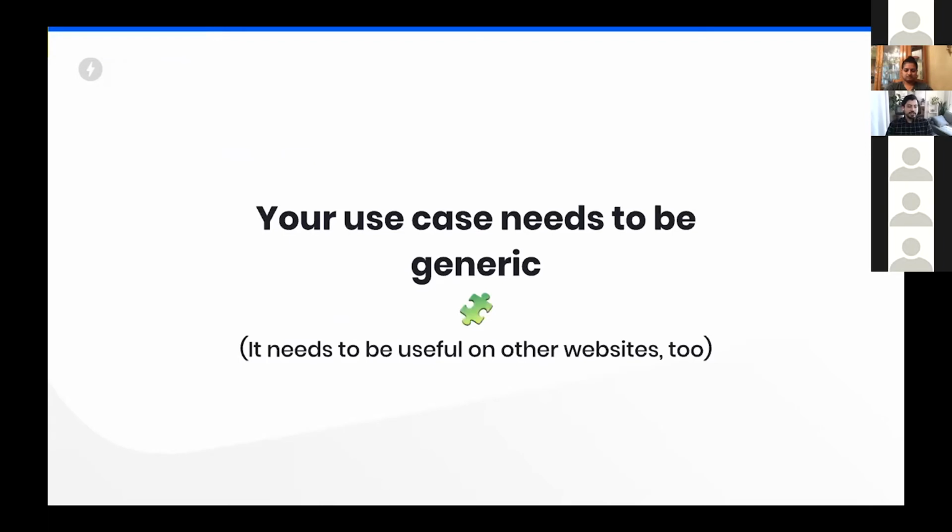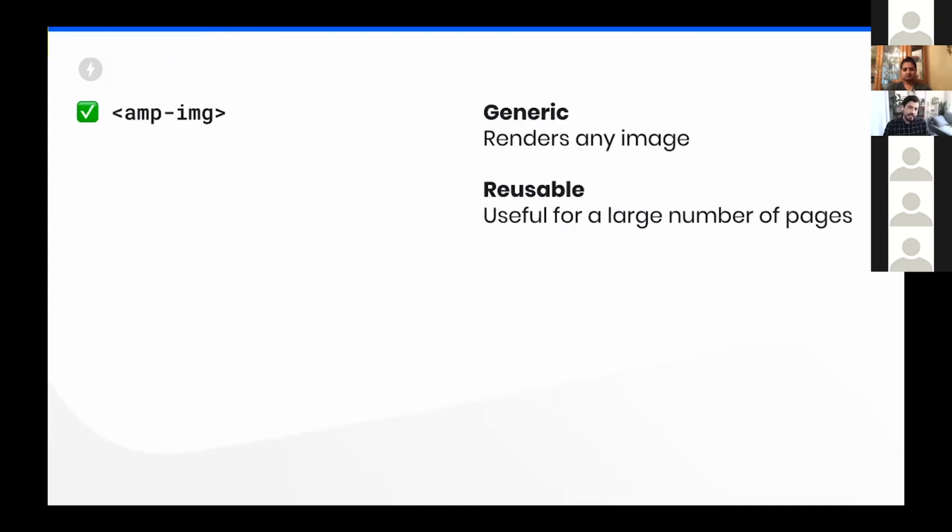Your use case needs to be generic. So this means that it needs to be useful on other websites too. So for example, if we look at a very popular component, AMP image, that is used on nearly every page, it's generic because it can render any image. It doesn't render a specific format of an image or just images of a certain size. It knows how to render any of them.